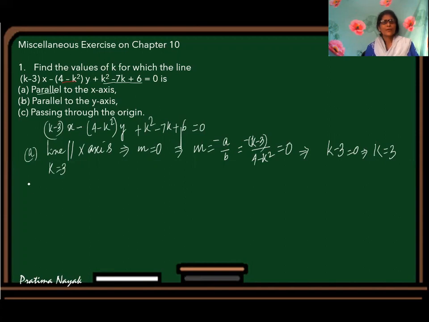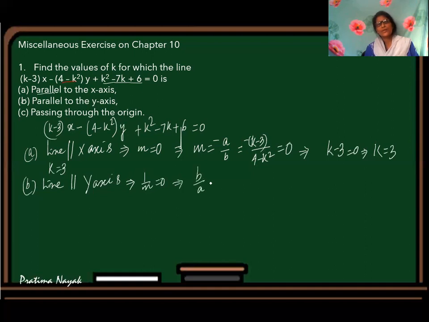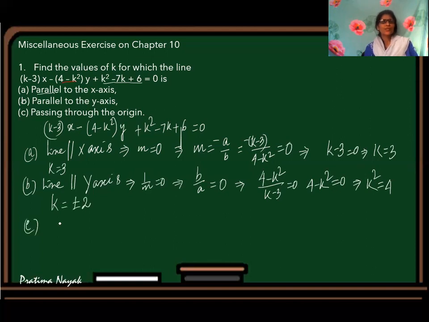Now coming to part B. A line parallel to the y-axis means the reciprocal of m is 0. So I'll write 1 by m is 0, or I can write b by a is equal to 0, not taking the negative. This gives 4 minus k square by k minus 3 is 0. So 4 minus k square is 0. It means k square is equal to 4, or k is either plus 2 or minus 2.